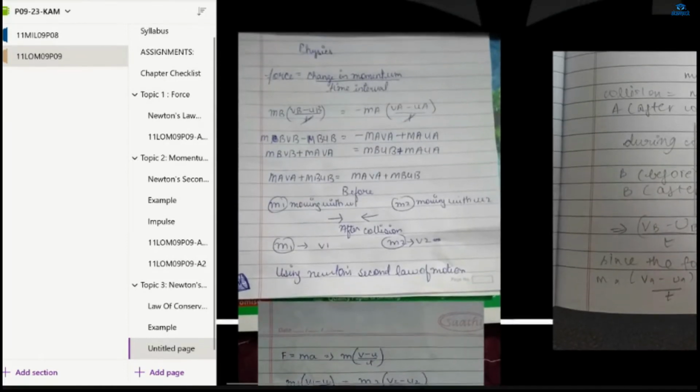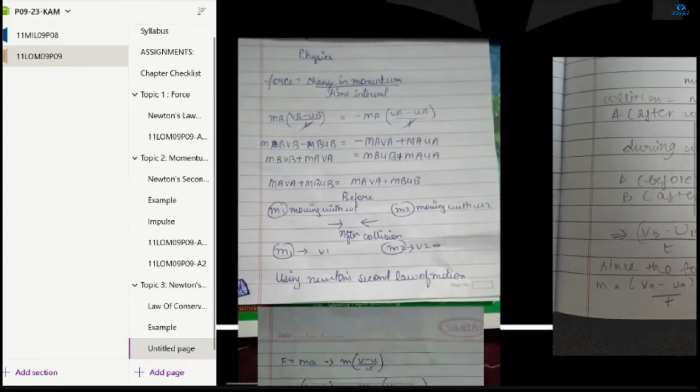How you have written this change in momentum. You haven't drawn the diagram, Razi. I have drawn the diagram, ma'am. I have just written it there, ma'am.